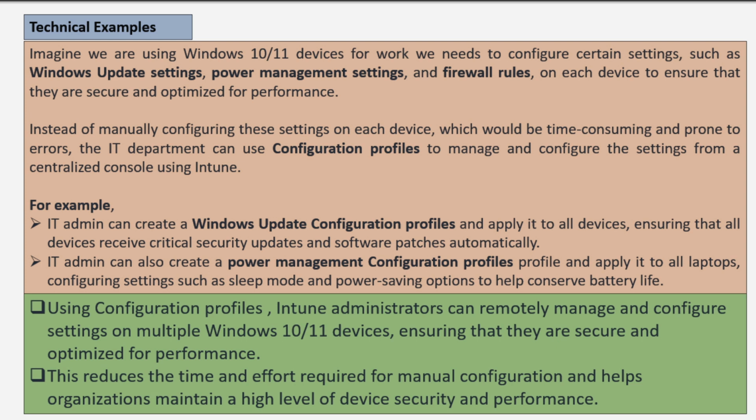In this case, the IT admin can use a Windows Update configuration profile or update ring and apply it to all the devices, ensuring that all the devices receive critical security updates and software patches automatically. The IT admin can also create a power management configuration profile and apply it to all laptops, configuring settings such as sleep mode and power saving options to help conserve battery life.